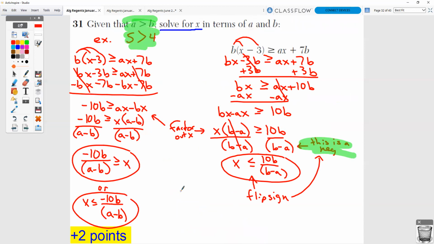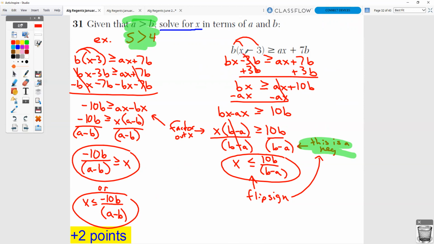In question number 31, sort of a confusing question here, and there are multiple answers. The work over to the left and the work over to the right, two totally different answers, all right? There's actually a third answer down here as well. So they want you to solve for X in terms of A and B. So that means we need to get the X all by itself.